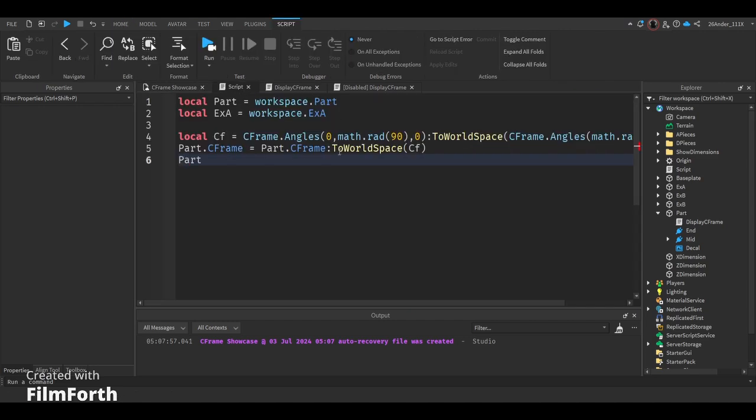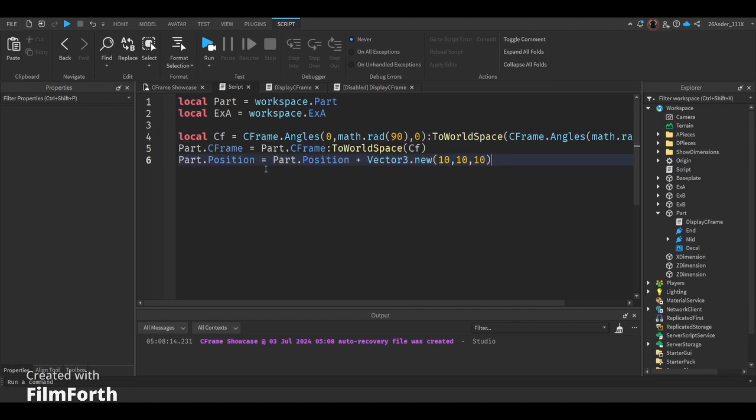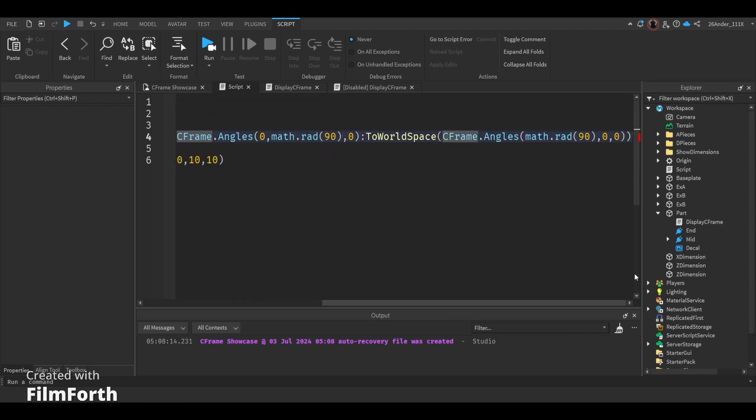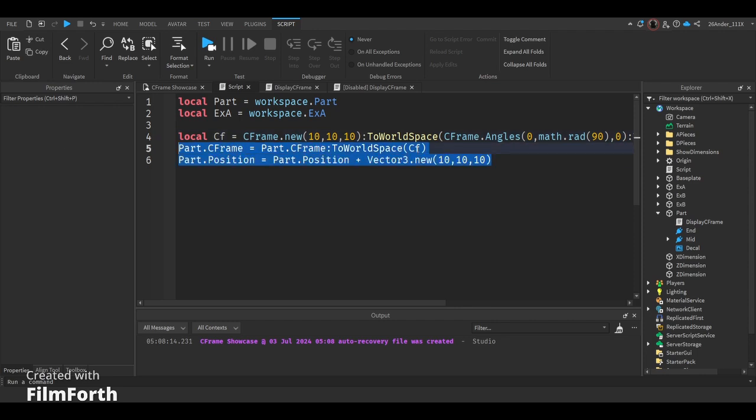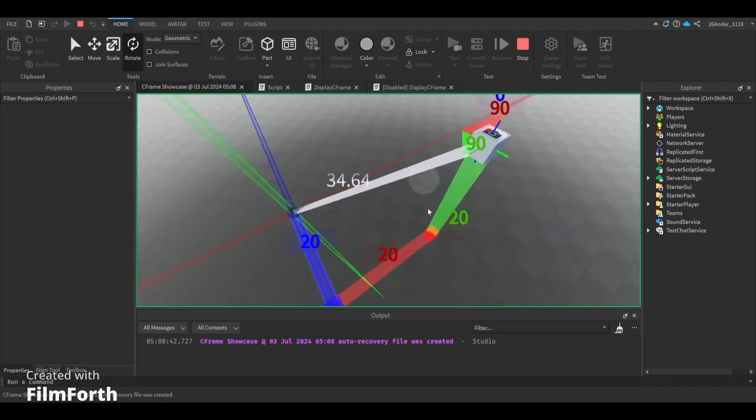And if I want to change the position, I just change the position to whatever I want after. Let's just say part.position plus Vector3.new 10, 10, 10. There, I changed both. The reason I didn't just append it to the CFrame is because when I tried this earlier, for some strange reason, if I make a new CFrame, put 10, 10 here, and then ToWorldSpace, everything inside of here, it did some stuff. Oh, it did it normally. For some reason, it didn't work before, but I guess it works normally now.